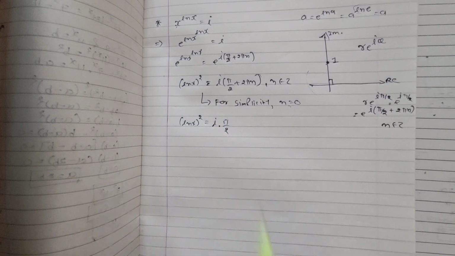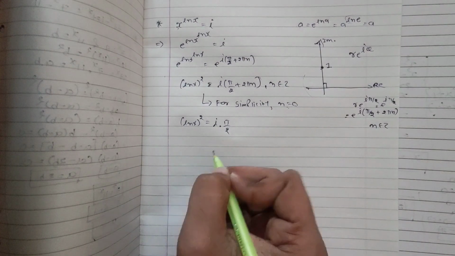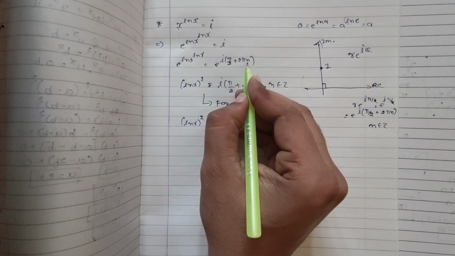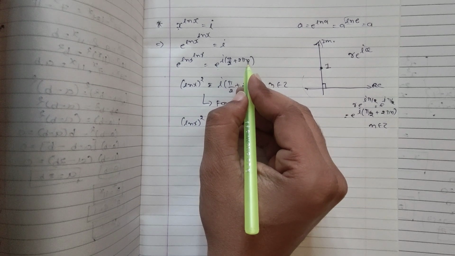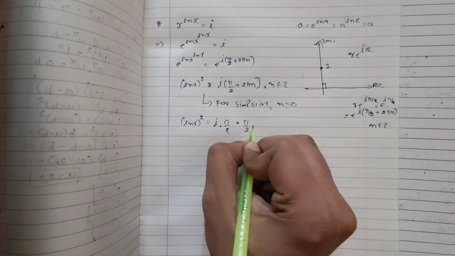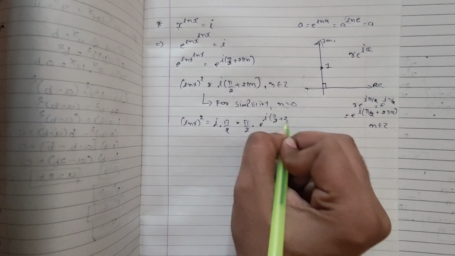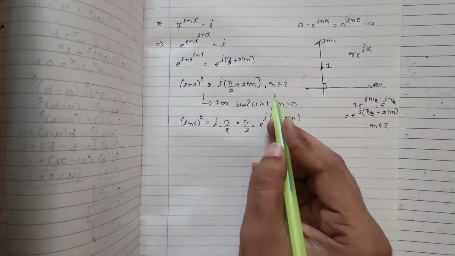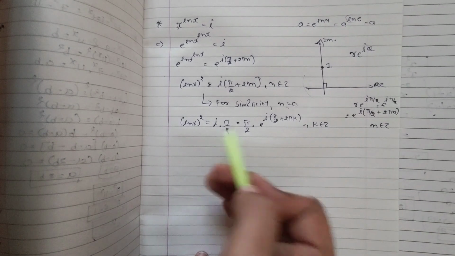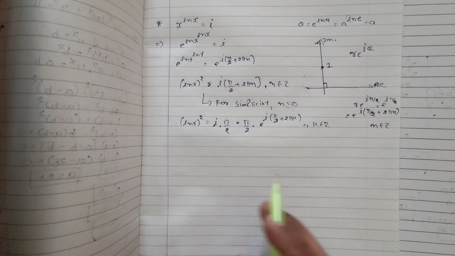Iota into pi by 2, because this will become 0. Now again I have iota here, right? Again I can write iota in this form, e raised to iota into pi by 2 plus 2 pi. Now this time I will use a different variable, because n I have already taken, so I will use k. So I can also write pi by 2 into e raised to iota, pi by 2 plus 2 pi k, right? Again k belongs to Z. I hope you got why I have written this, because instead of iota I will write this form, as this will become very simple and I will get the answer easily. That's why.